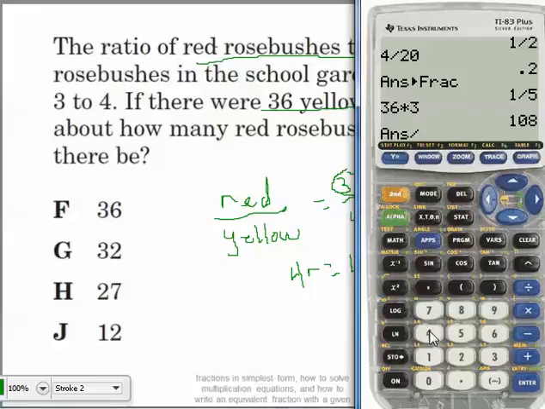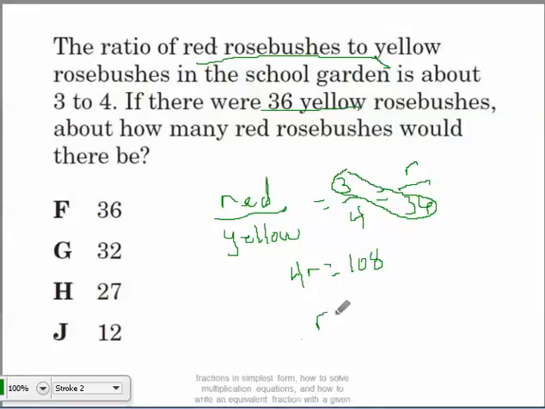I'm going to go ahead and divide that by 4 real quickly here. 27. r is equal to 27. Guess what? How many red rose bushes are there? 27. That was easy enough to do. By the way, guys, this is a typical EOC problem. That's the type of thing you could see on the EOC test.